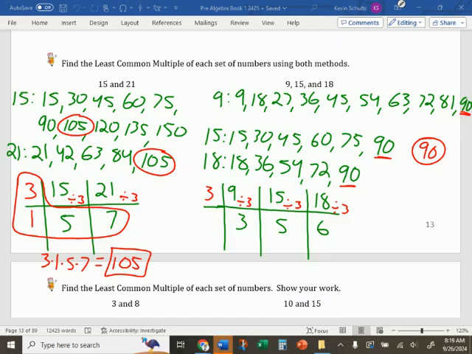Right? So we're done. But wait a minute. If we multiply 3 times 1 times 3 times 5 times 6, do we get 90? I don't think so. We don't. Another subtle difference between the greatest common factor table and the least common multiple table will be given to you shortly.